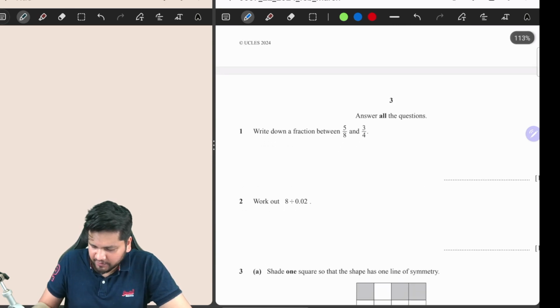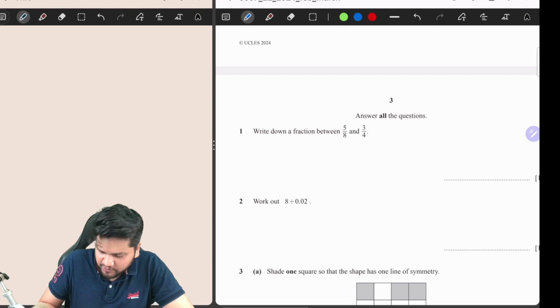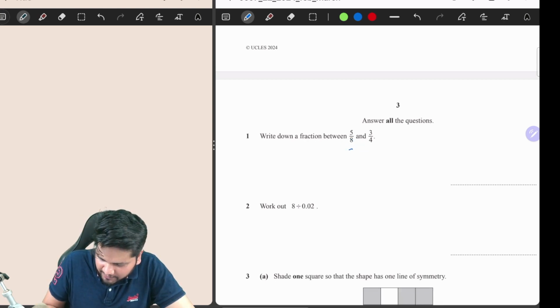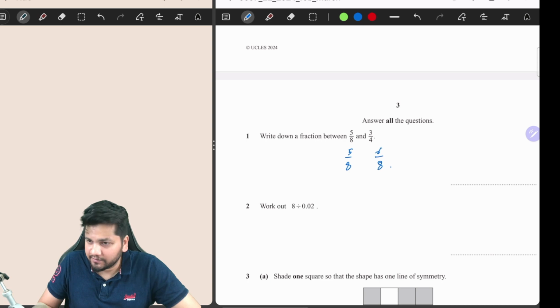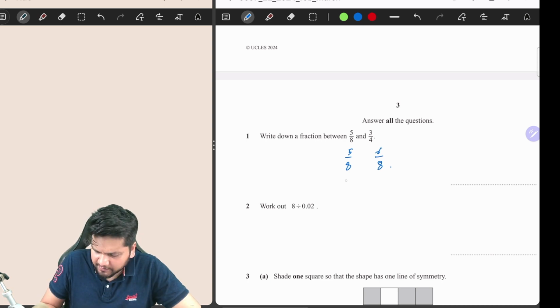Write down a fraction between 5 by 8 and 3 by 4. It's very simple. All you have to do is make it 5 by 8 and just take the LCM of the denominator, and it's going to be 6 by 8 by multiplying by 2. The thing is, we can't take any number in between that. So again, we'll multiply by 2, numerator and denominator. So we'll get 10 by 16 and the other one would be 12 by 16. So the middle number between 10 and 12 would be 11. So it's going to be 11 by 16.